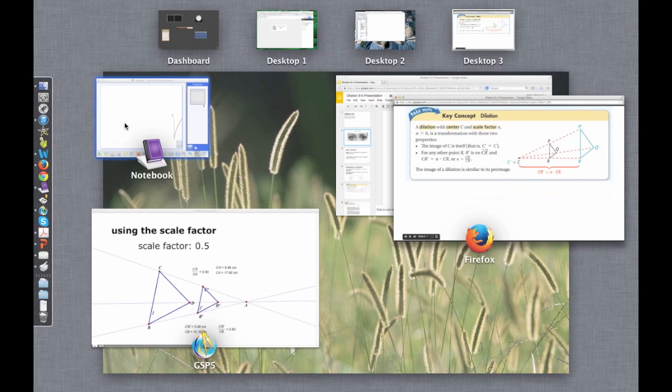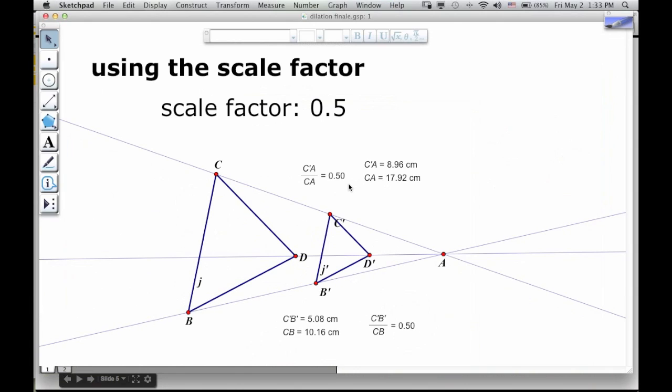So we're going to open up GSP here. As you can see, we have center point A right here. It is our center point because you need to have one in order to dilate something. Using the scale factor 0.5, it dilates the shape. Since it is a 0.5 scale factor, it is smaller than the original.